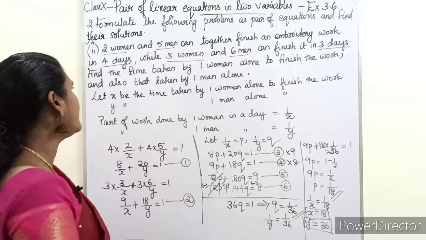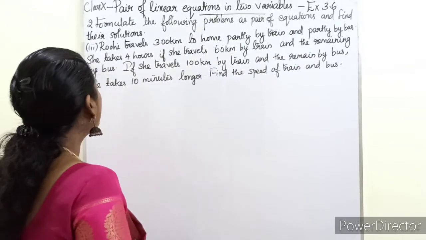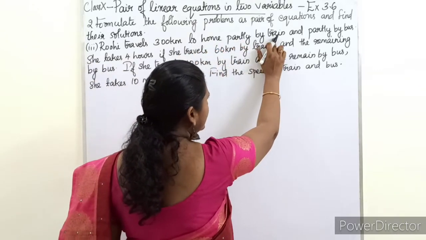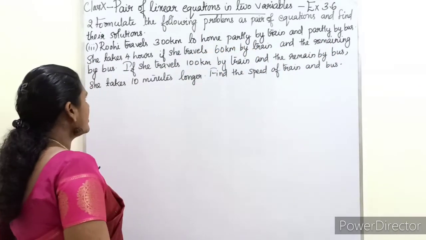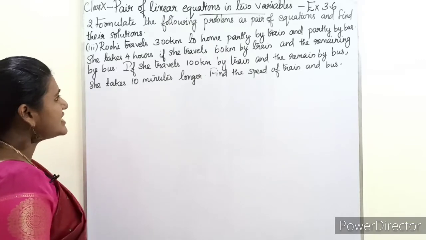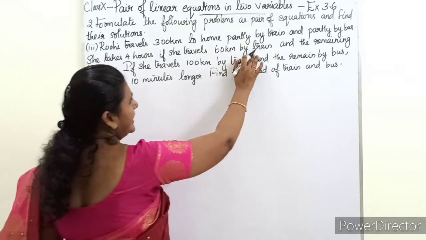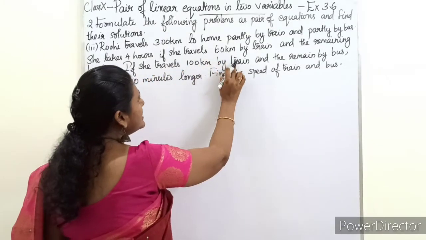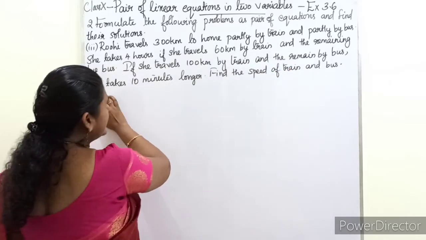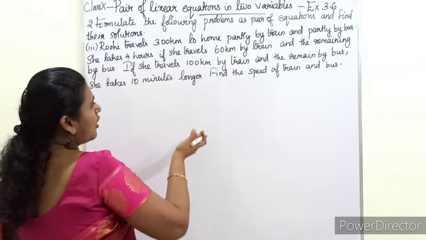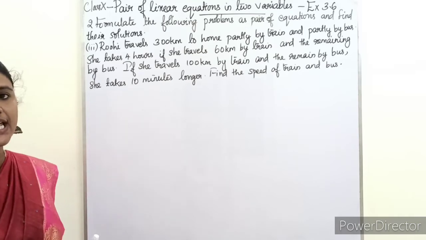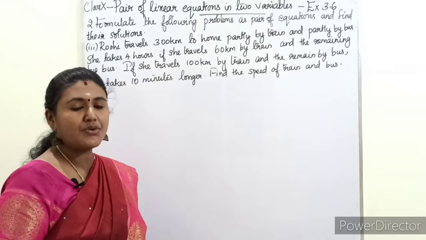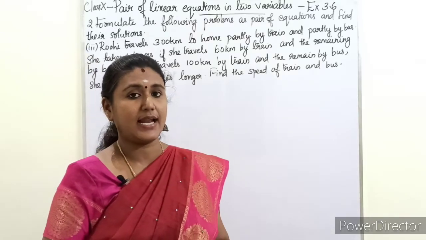Okay, now next question. So third question: Ruhi travels 300 km to her home partially by train and partially by bus. She takes 4 hours if she travels 60 km by train and the remaining by bus. If she travels 100 km by train and the remaining by bus, she takes 10 minutes longer. Find the speed of the train and bus. So this question is also a very important question. So here we have to find the speed of train and bus.